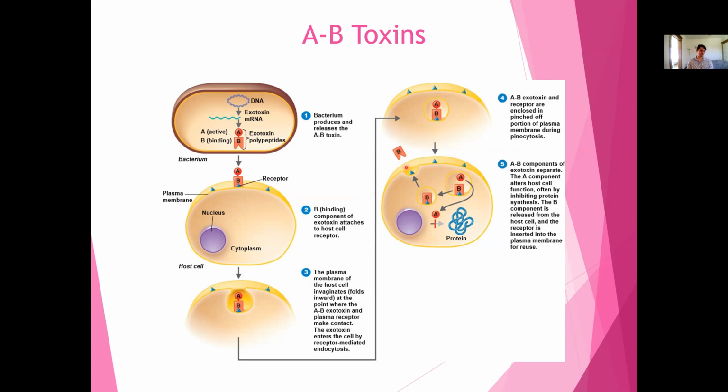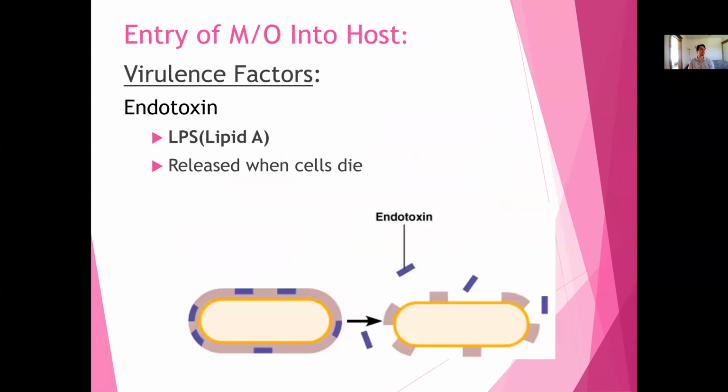A good example of AB toxins is botulism, which acts at the neuromuscular junction, the junction between the nerve cells and the muscle cells, and prevents the transmission of impulses from the nerve cell to the muscle. The toxin accomplishes this by binding to nerve cells and inhibiting the release of the neurotransmitter acetylcholine. As a result, the botulinum toxin causes paralysis in which muscle tone is lacking, so it's flaccid paralysis. Now we're going to be moving on to endotoxins.